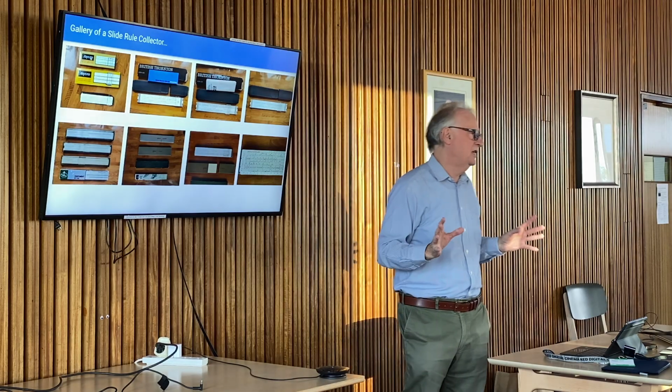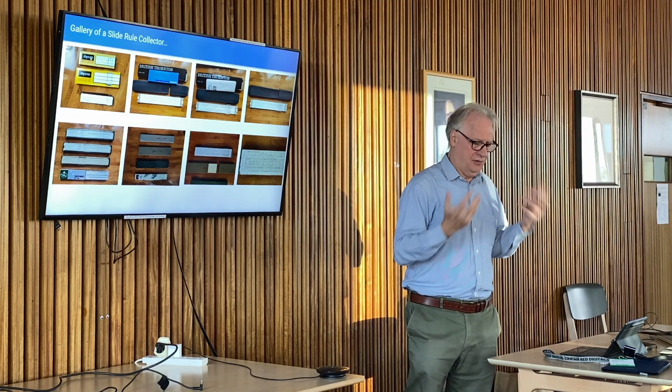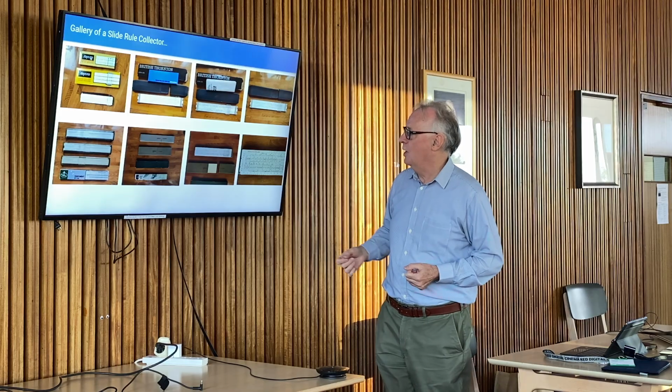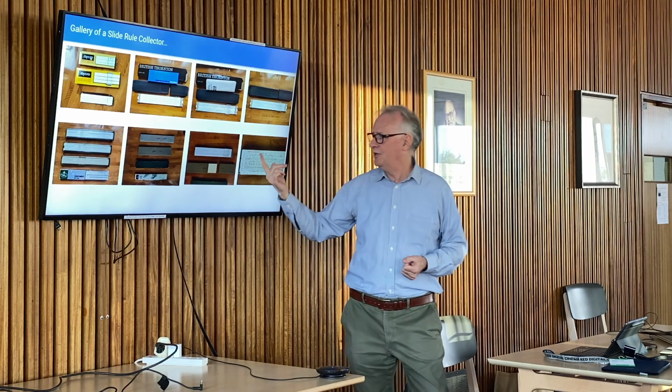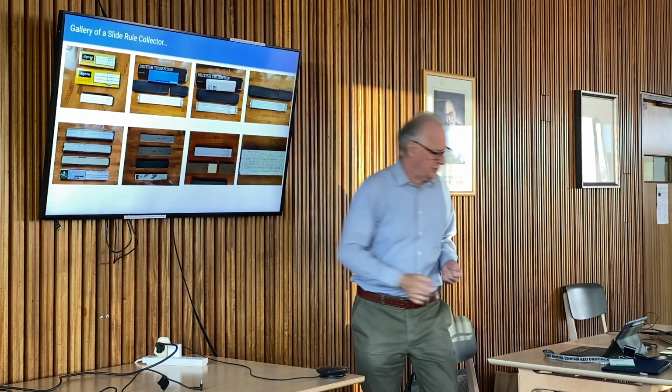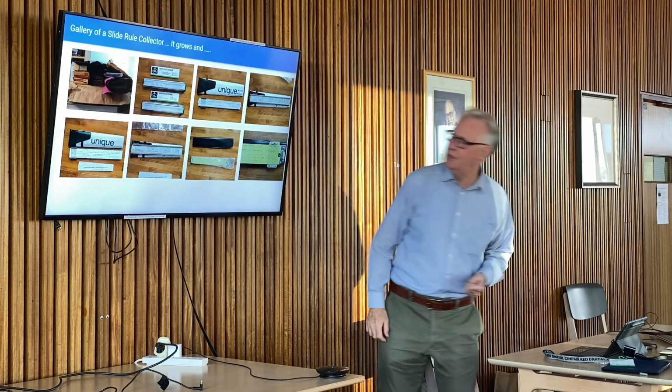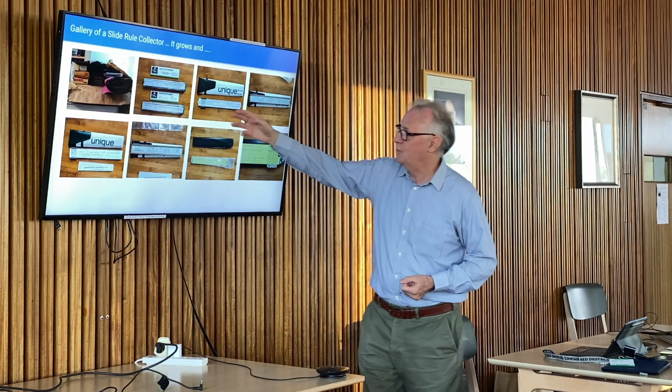Basically, it has the cosinus phi. And what else do we have? This one is upside down. This is an Aristo Electro, which is of interest to those who do electronics. Unique slide rules, of course, very beautiful.